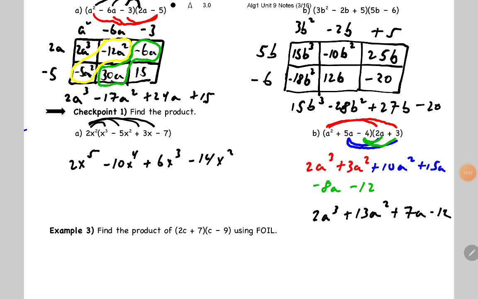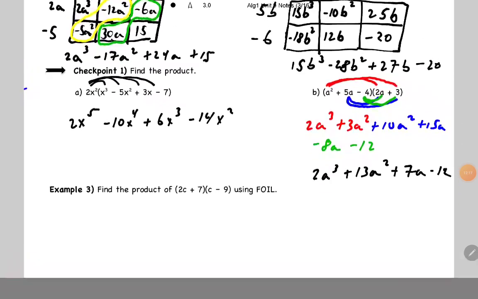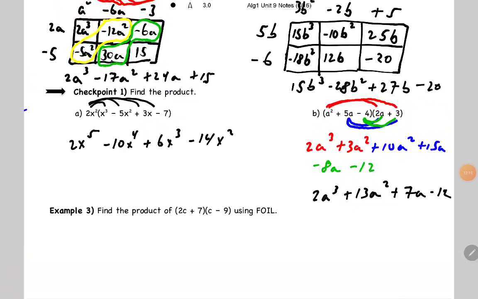So if you want to use the box method, you may. Or you can go straight to distributing, or I like to call it rainbow way. Okay. New example, find the product using FOIL. Okay, so this happens when you have two binomials being multiplied together. Binomials, remember, is two terms.